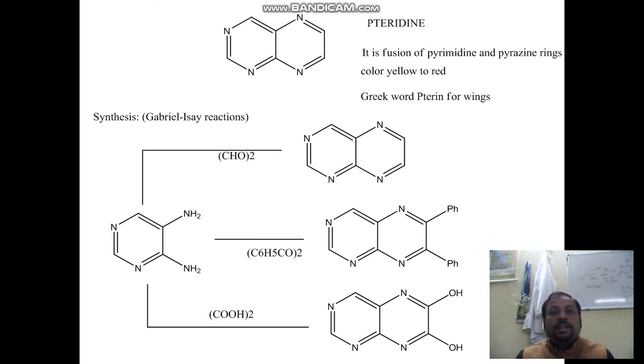Now coming to the pteridine. So here pteridine is a tetraheteroatom molecule. In both the rings we have two atoms, but the positions are different. So it is a fusion of a pyrimidine and a pyrazine ring. This is the pyrazine ring and this is the pyrimidine ring. Actually, this word pteridine comes from the Greek word pteron, meaning wings. So the wings of the butterfly have colors, and these colors range from yellow to red. Therefore, the name pteridine has come for this molecule, because it imparts color from yellow to red.